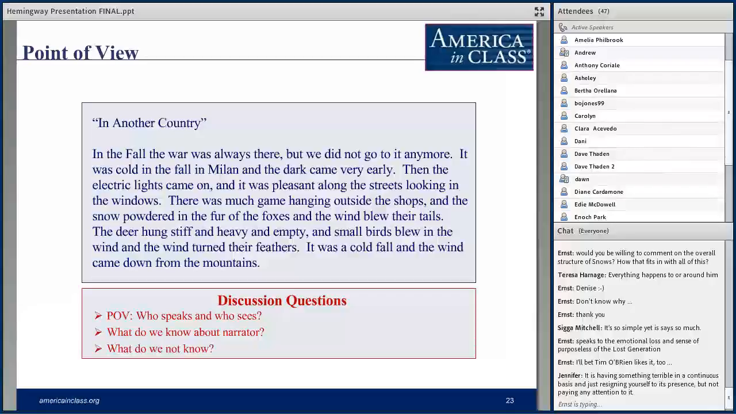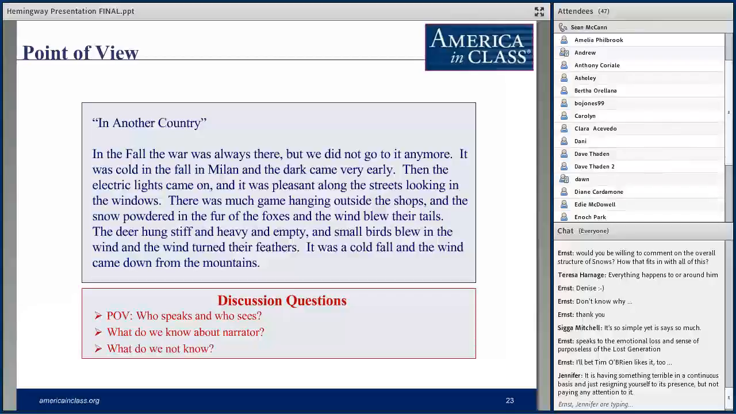And we don't know what one of the first things in that sentence is. We don't know why they're not going to the war anymore. Are they prevented from going to the war? Have they chosen not to go to the war anymore? Are they prisoners? Are they just deserters? I mean, as it turns out, they're wounded, but we don't know that at this point. So that's one thing we don't know.